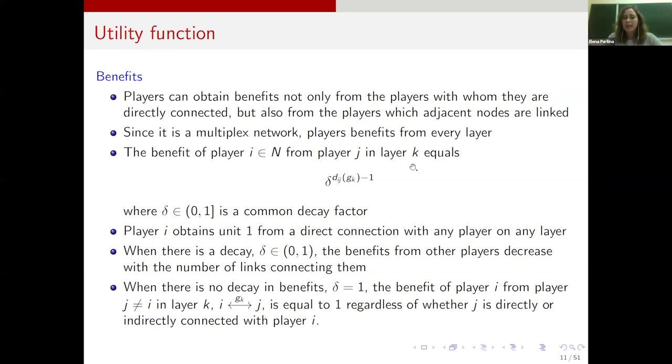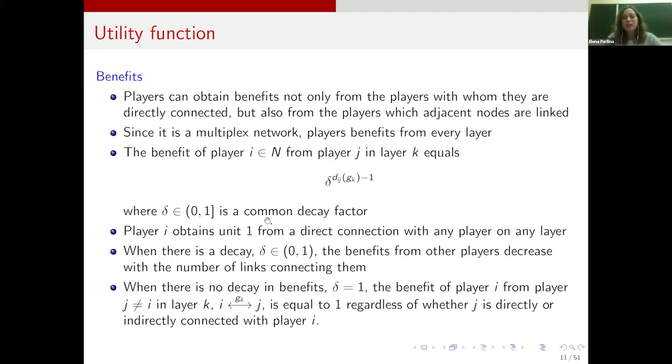Since it is a multiplex network, the players benefit from every layer. And the benefit of any player i from player j in layer k equals this amount. So delta is a parameter between 0 and 1. It is a common decay factor. And the degree is the length of the path between player i and player j in layer k minus 1.